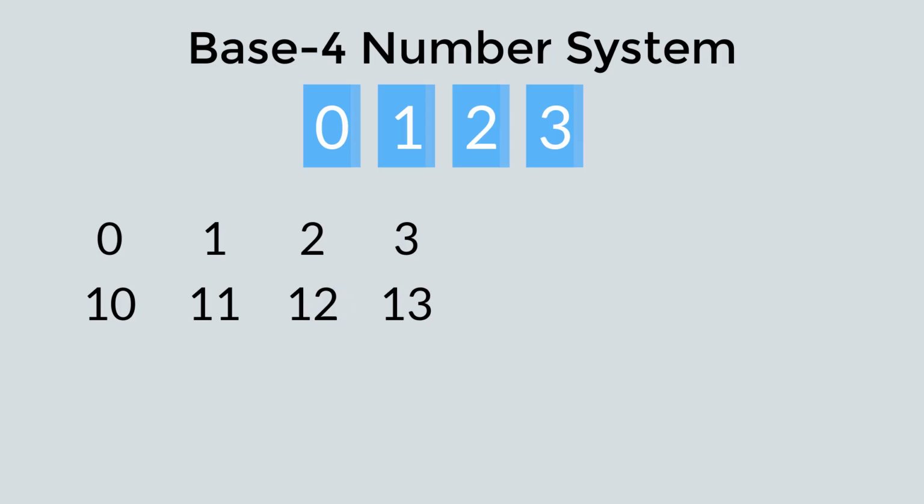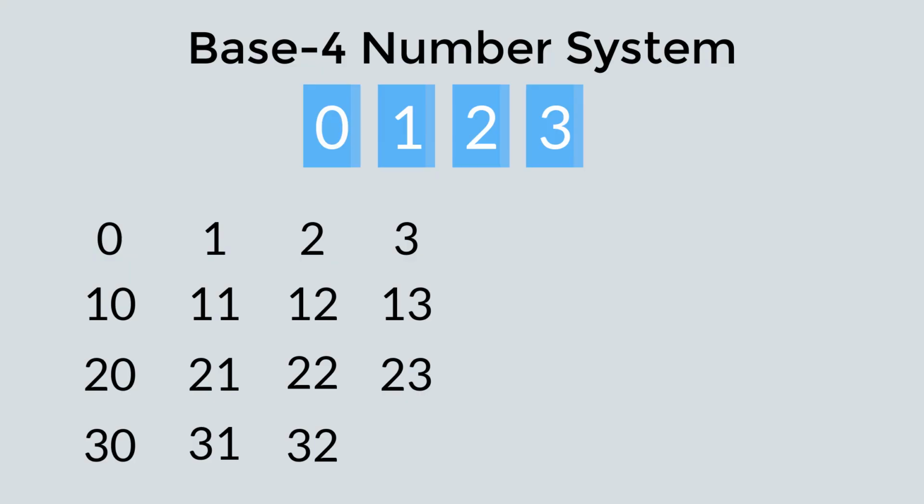After 1, 3, the rightmost position has again gone through all of the available symbols. So we increase the position on the left. We get 2, 0. In base 4, 2, 0 means two groups of 4 and 0 extra ones. Then we continue 2, 1, 2, 2, 2, 3. After that comes 3, 0, 3, 1, 3, 2, 3, 3.